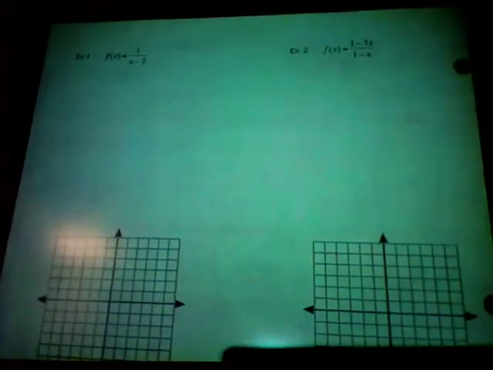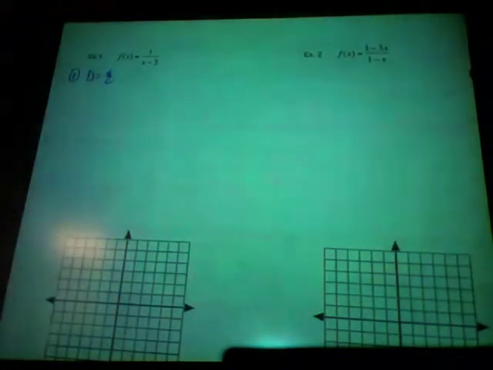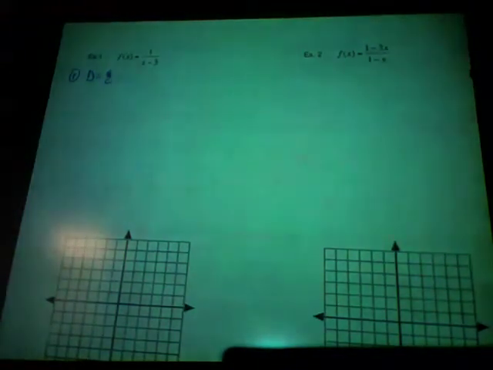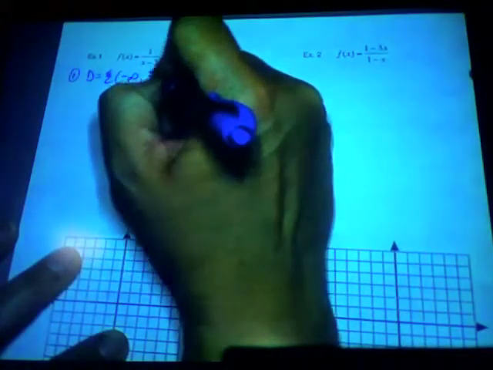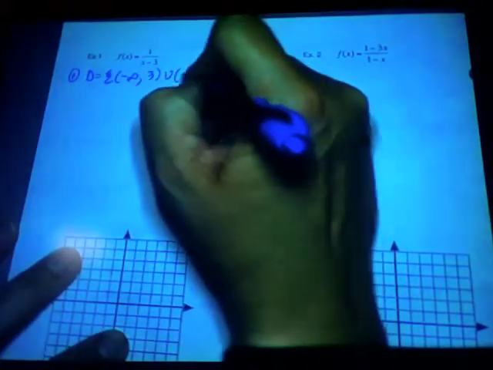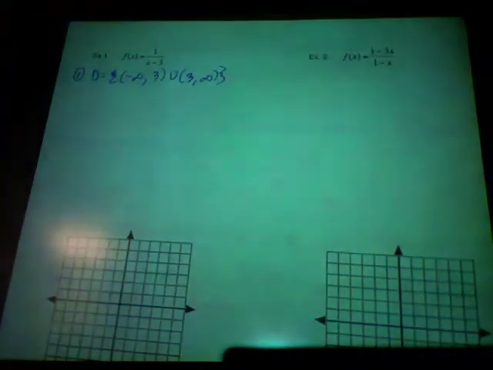So let's start with number 1. What's the first thing I have to find? Domain. So look at your domain. How is x restricted? Tell me what x can't be. 3. So how are you going to write that in interval notation? Negative infinity to 3, union 3 to positive infinity. Right? So that's number 1. Then number 2.